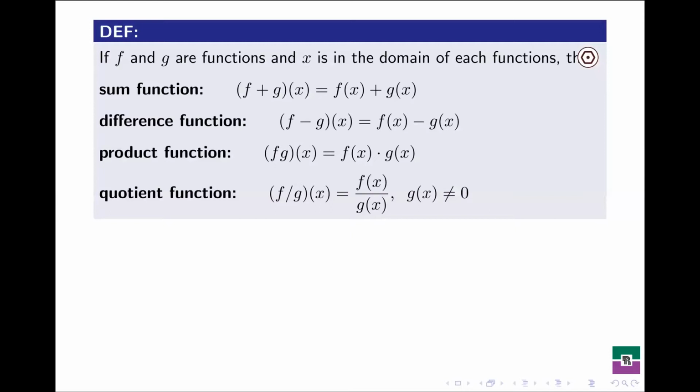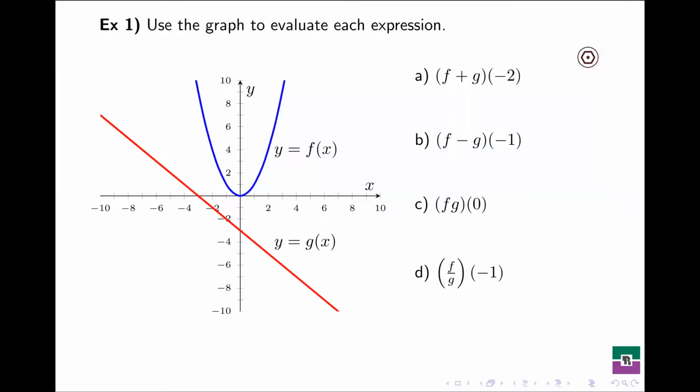However, in that last one, the quotient function, we've talked before about how division by 0 is undefined. This function only makes sense whenever the denominator g of x is not equal to 0. Now it's going to combine these functions in the next example. They gave me the graphs of the function f in blue and the function g in red. We're going to find the sum, difference, product, and quotient functions, and evaluate them at some particular values, using the graph to do that.